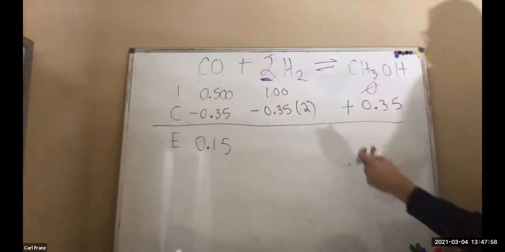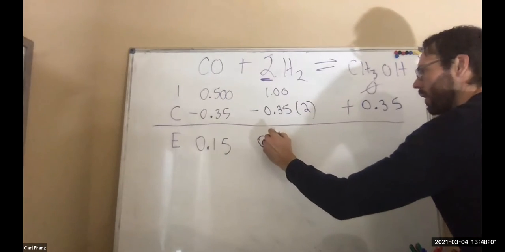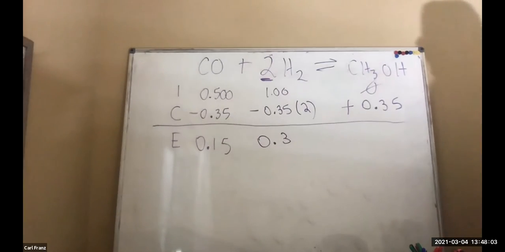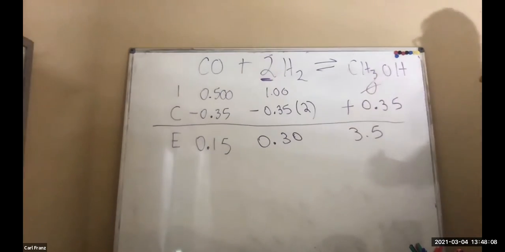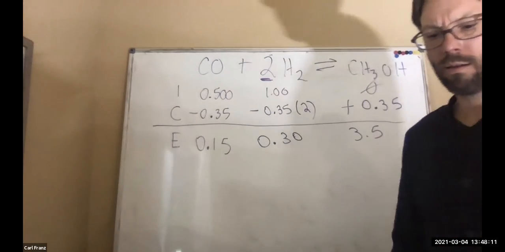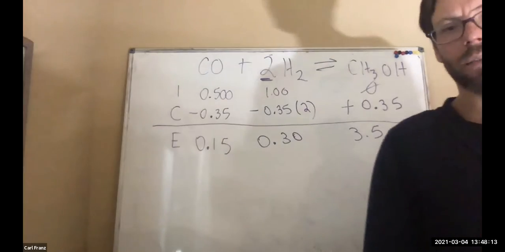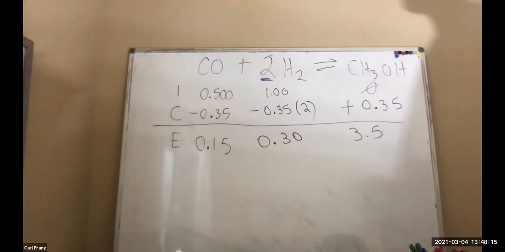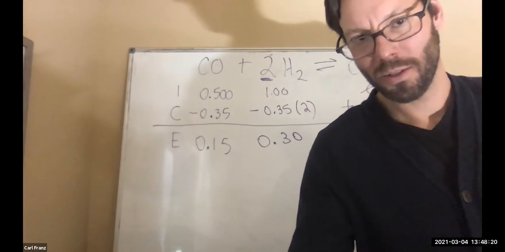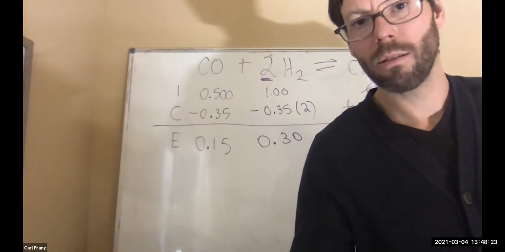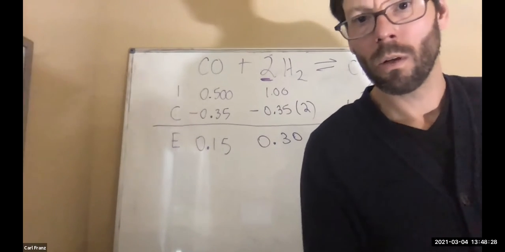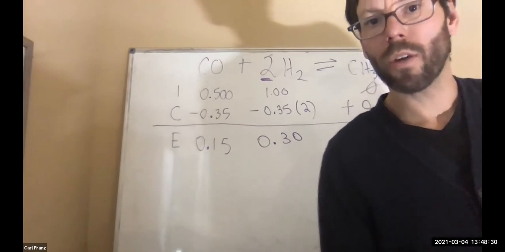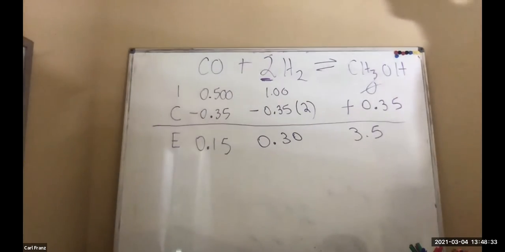One minus 0.7 is going to be 0.3. And 3.5. Okay. What's the problem asking for? It's asking for K, I think. Let me double check. Yeah. What is the value of the equilibrium constant? How would we solve for K now that we have this? What will we do?